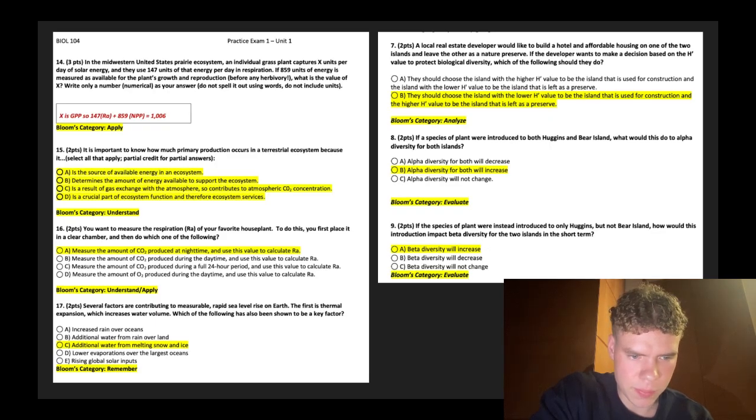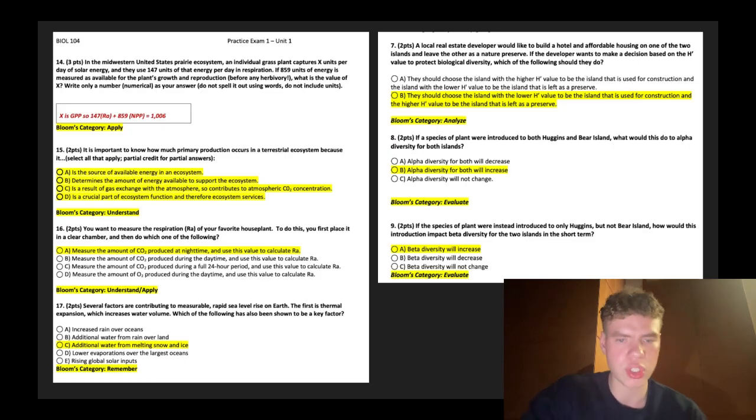So E doesn't make sense. Lower evaporations over the largest oceans, I don't know. Additional water from rain over land, that doesn't really make sense. Increased rain over ocean, that doesn't really make sense. So yeah, 17 is the only thing that really makes sense, because the question is asking which of the following has also been shown to be a key factor to increasing water volume. And obviously, additional water from melting snow is obviously going to create more liquid water.